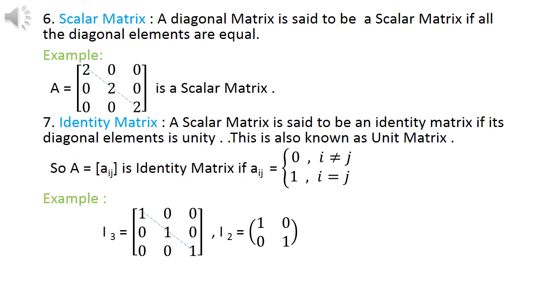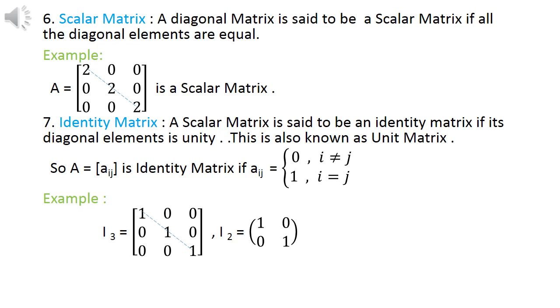Sixth one is scalar matrix. A diagonal matrix is said to be a scalar matrix if all the diagonal elements are equal. In a diagonal matrix, we know that except diagonal elements, all other elements are 0. In a scalar matrix, diagonal elements are the same. For example, here A is a matrix whose diagonal elements are 2, 2 and 2. Other elements are 0. Therefore, A is a scalar matrix.